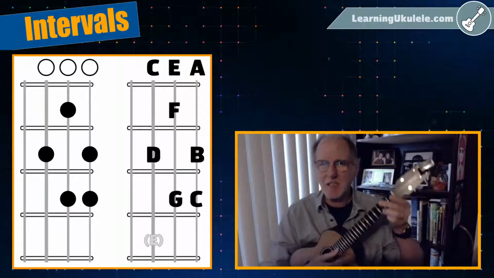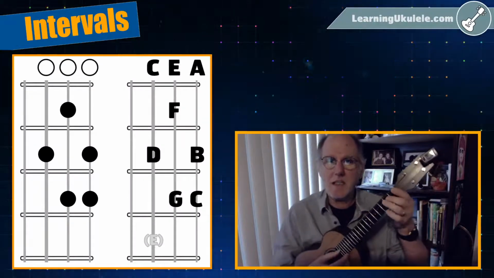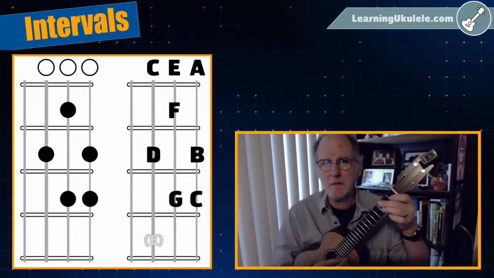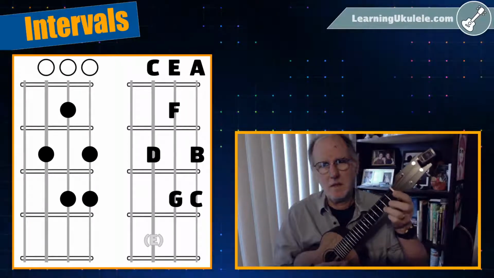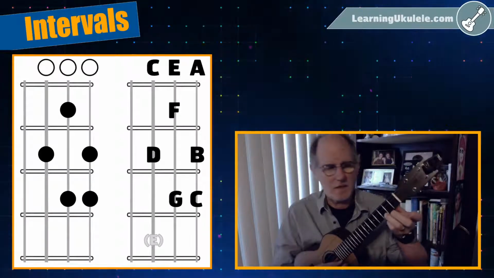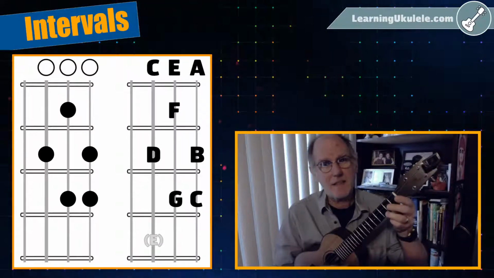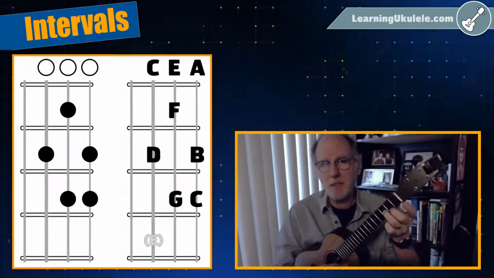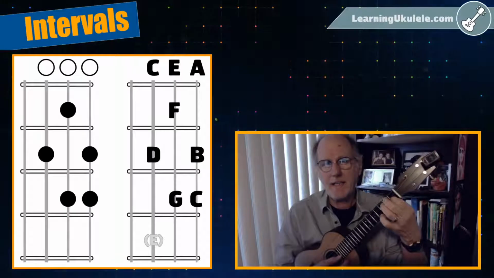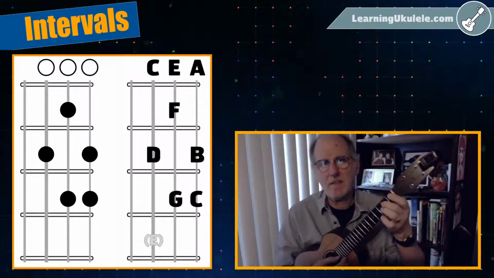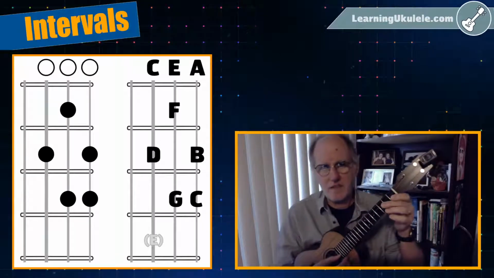So that's the ascending third. C, E. Now on the way back, start on the A and go A, C, G, B, F, A, E, G, D, F, C, E.